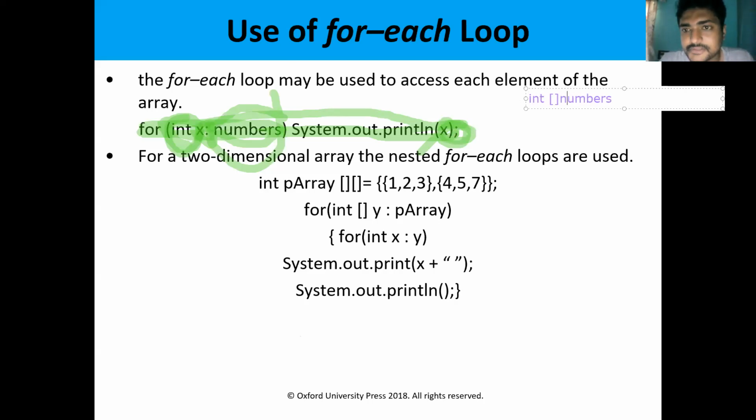Int numbers is equal to, within the braces, 2, 3, 4, 5. So this is the array. Now we are going to print this array 2, 3, 4, 5. How will you print it? By using the for each loop. So by using the for each loop, we can print the array. This is the syntax to print any array.